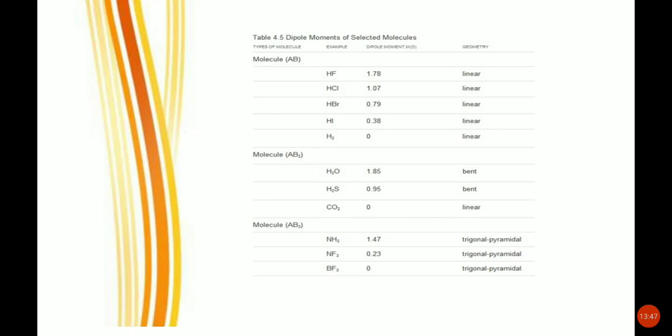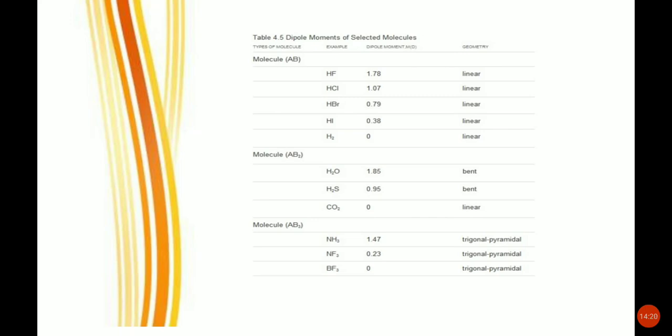And H2 is a non-polar covalent molecule, so dipole moment is 0, linear geometry. Then molecule AB2 type, that means one atom has 2 in number and another atom has only 1. Here H2O, dipole moment 1.85 Debye, geometry bent. H2S 0.95 Debye, bent geometry. Carbon dioxide 0 because it is linear. Linear shape, they cancel out each other. The dipole moments cancel each other.